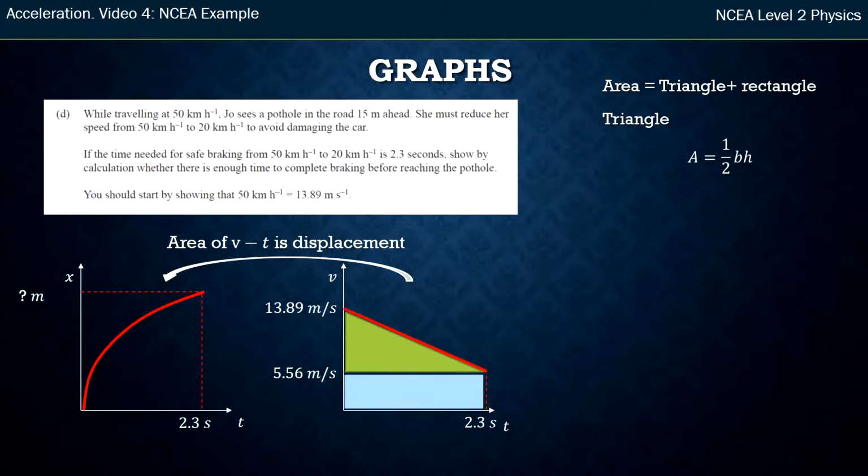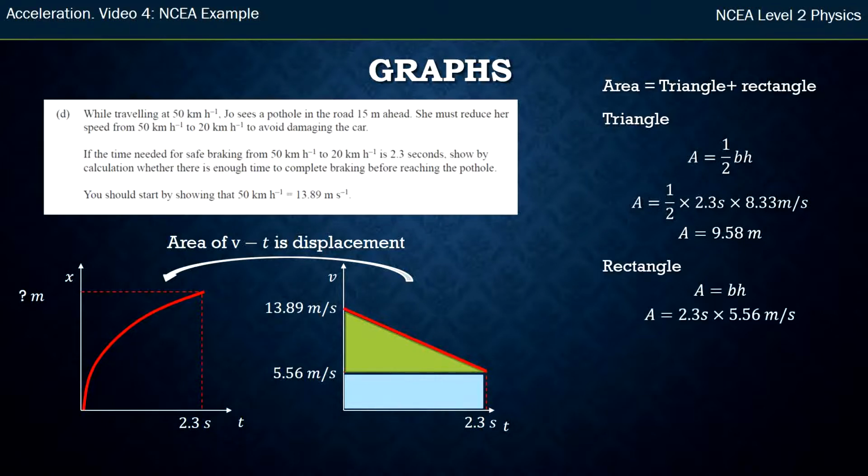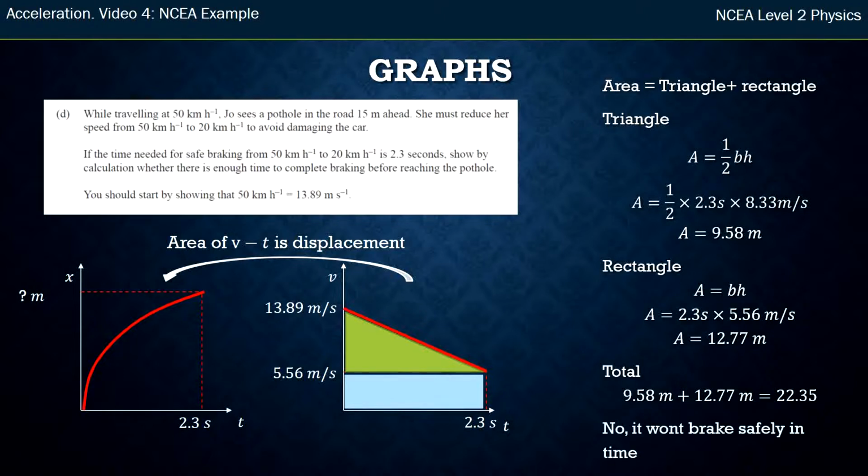My triangle is a half base times height. The base is 2.3 seconds. The height is the difference between 5.56 and 13.89, and that equals 8.33. Times that together I get 9.58 meters. And then the blue bit, the rectangle, it's just base times height. So it's just base is 2.3 seconds and the height 5.56 meters. And add those two distances together, and I get 22.3 meters. That's how far I'm going to travel in the 2.3 seconds. But the pothole's only 15 meters ahead, so I'm going to hit it. So we won't brake safely in time.